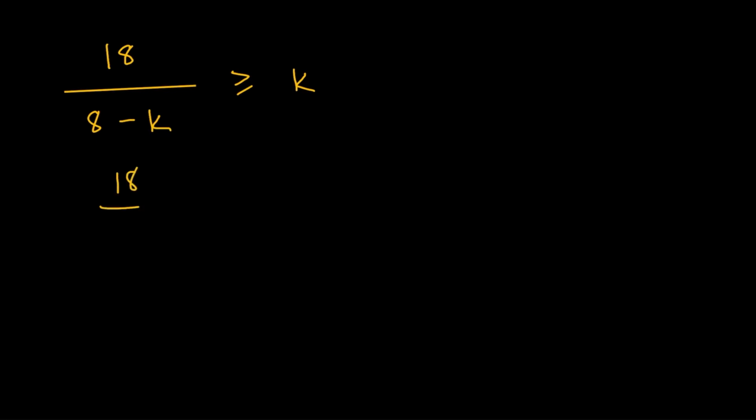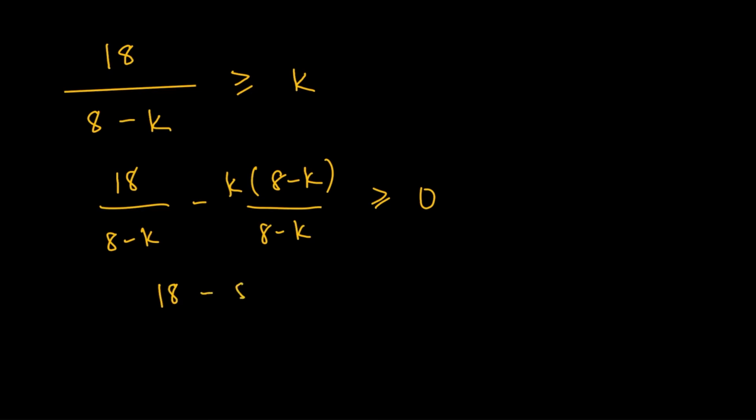Now, I'm just going to move the k to the other side, so I'll have minus k times 8 minus k divided by 8 minus k, and this would be greater than or equal to 0. And putting it into one fraction, I'll have 18 minus 8k plus k squared divided by 8 minus k. That's going to be greater than or equal to 0.